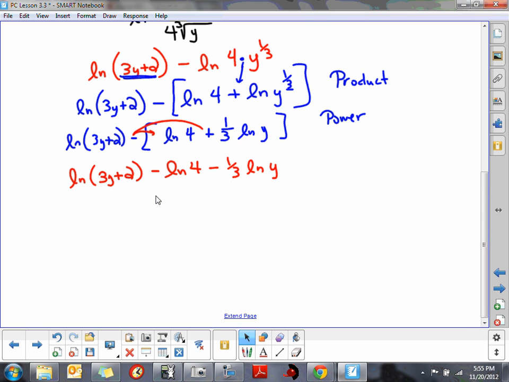So that's what we're trying to do in those examples. We're trying to break them all down into the simplest possible operations that we can.